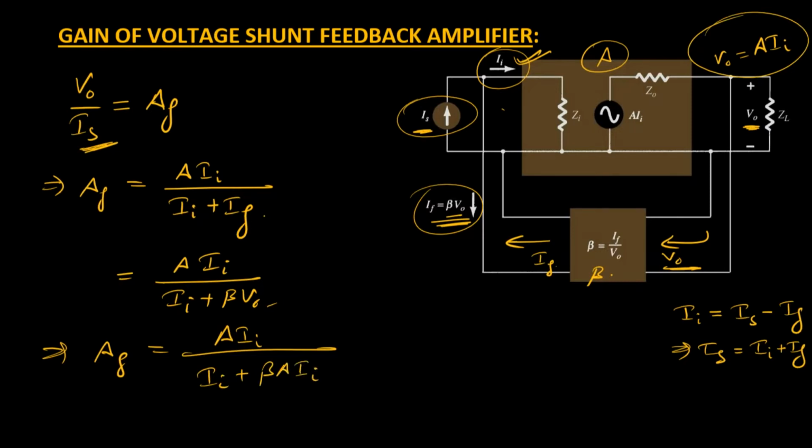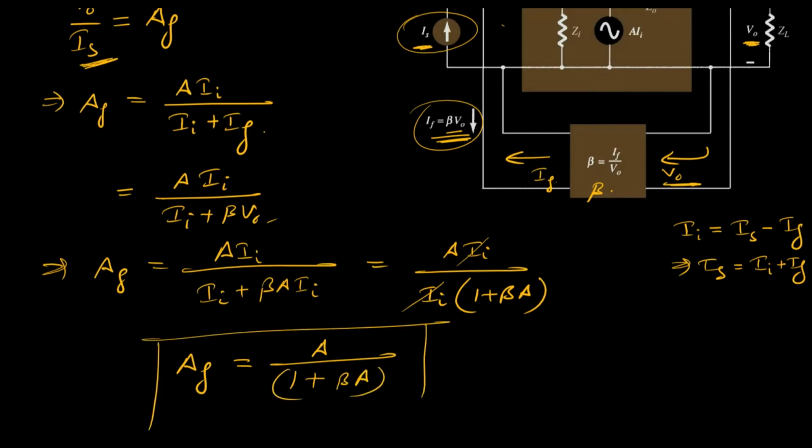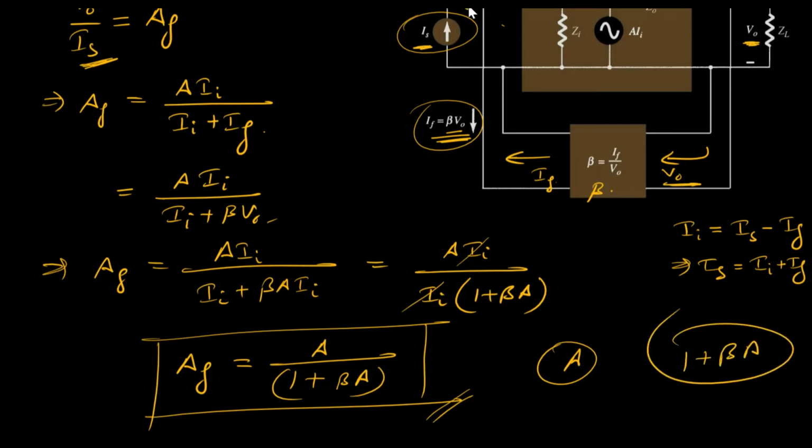Now just take common the II value from the denominator. So II over II multiplied by 1 plus beta times A. Now this II in the numerator will get cancelled out with the II in the denominator, so the feedback gain finally reduces to A divided by 1 plus beta A, which is the same gain as we were getting for voltage series feedback amplifiers. So here we can notice that the gain value A is being reduced by a factor 1 plus beta A.